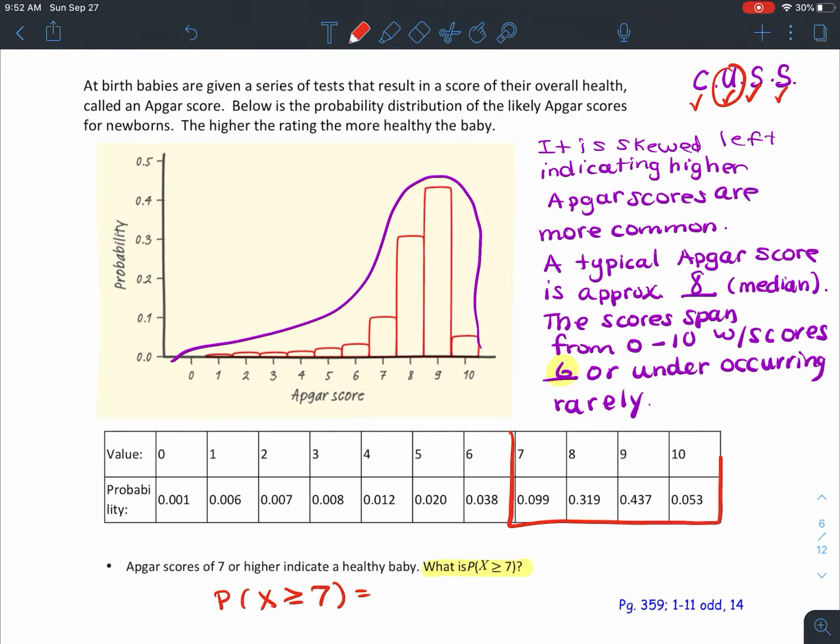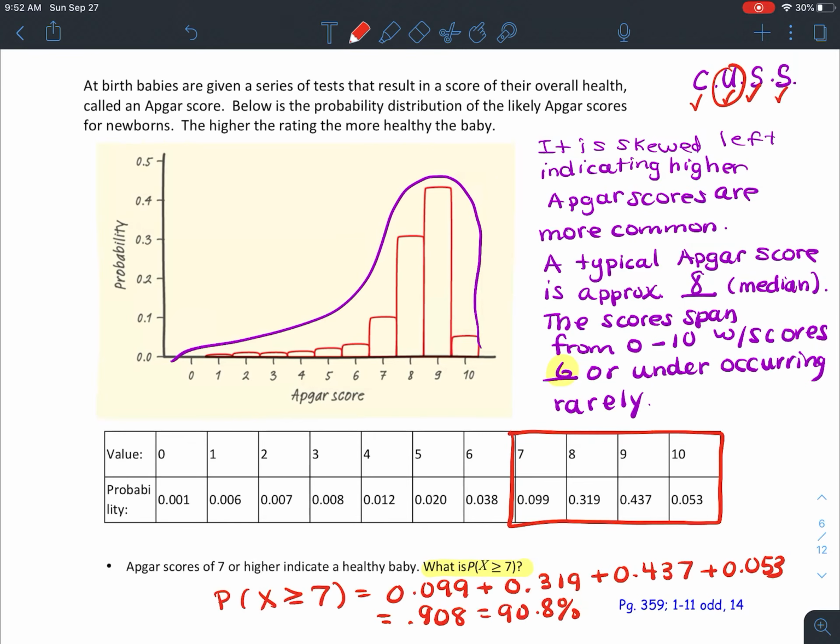And then the probability question itself down here is actually quite simple. It wants to know what is the probability of an APGAR score being greater than or equal to 7. Well, we certainly could just look at our probability distribution here in the table format and cumulatively add up the probabilities of getting a score of 7, 8, 9, or 10. And we discover that basically there's a 90.8% chance.